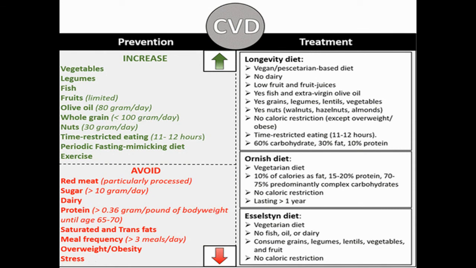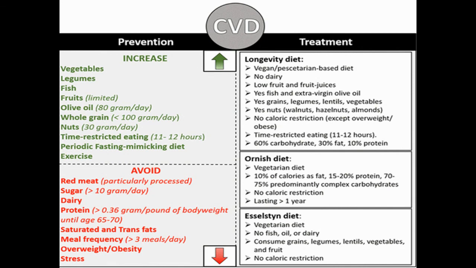Okay, and then for treatment, what should you do? Longevity diet. Longevity diet in the sense of a vegan or pescatarian plant based diet. And then no dairy, you should not take any dairy. And then low fruits and fruit juices, and fish and extra virgin olive oil.